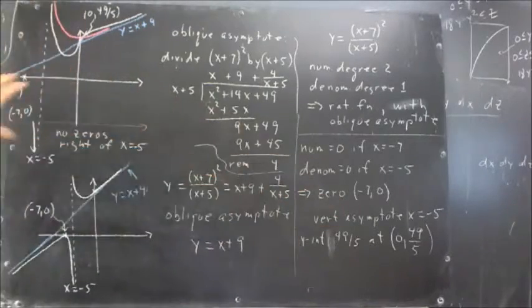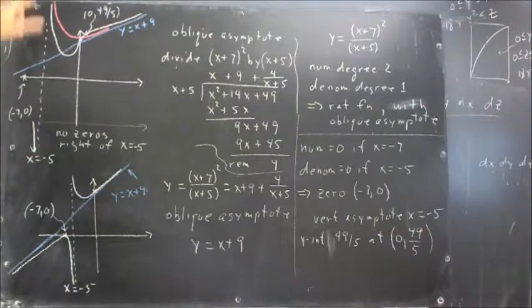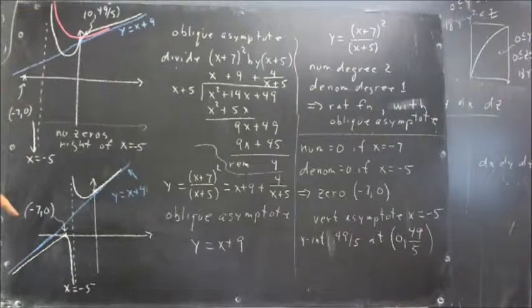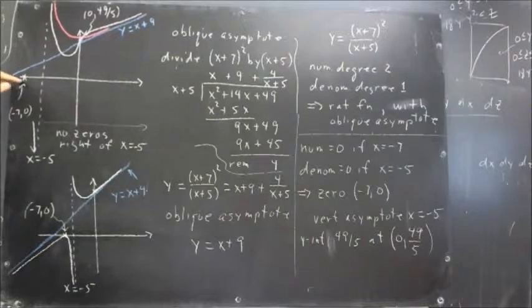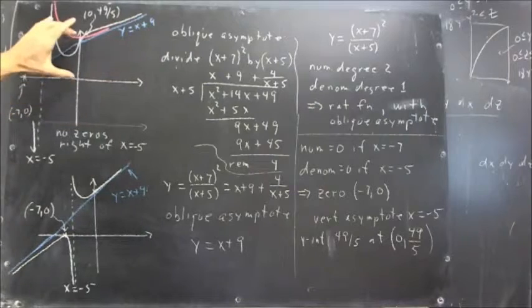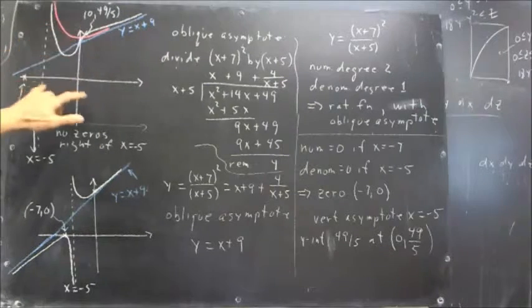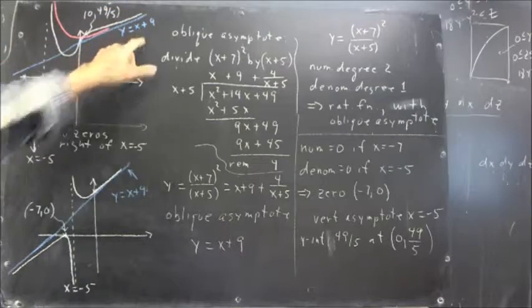Putting all this information on the graph, we plot our y-intercept, we plot our vertical asymptote, we plot the 0 of the function on the x-axis. We sketch the line y equals x plus 9, noting that the y scale is somewhat more compressed than the x scale, so this doesn't really look like it has a slope of 1, but it does.